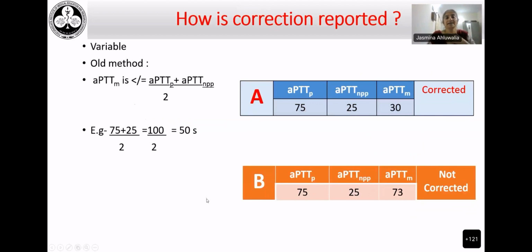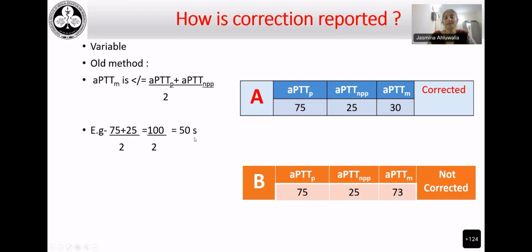So when do we say that a clotting mixture has corrected? This is a difficult question to answer, because it varies from lab to lab, and there are many different ways of doing it. The old method, when I was a student, was to measure the APTT of the patient and of the normal pooled plasma, add these two and divide by 2. In this example, 75 of the patient and 25 of the normal pooled plasma add up to 100, divided by 2 is 50. If the APTT of the mixture goes below 50, that means it's a factor deficiency and there is a correction.